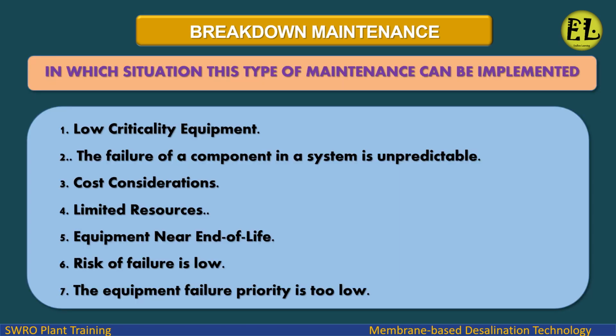In which situation can this type of maintenance be implemented? 1. Low criticality equipment. 2. The failure of a component in a system is unpredictable. 3. Cost considerations. 4. Limited resources. 5. Equipment near end of life. 6. Risk of failure is low. 7. The equipment failure priority is too low.